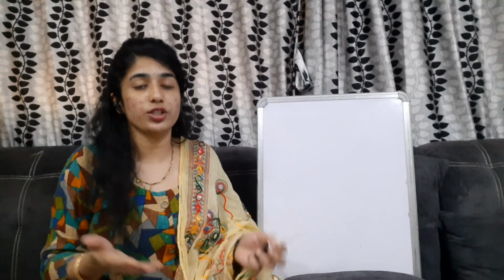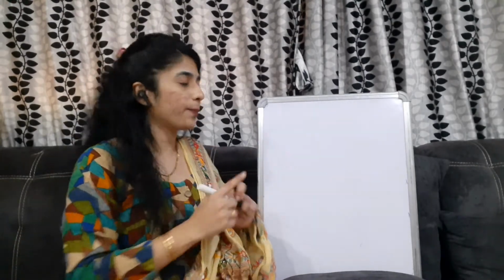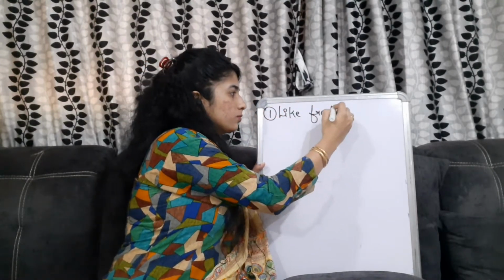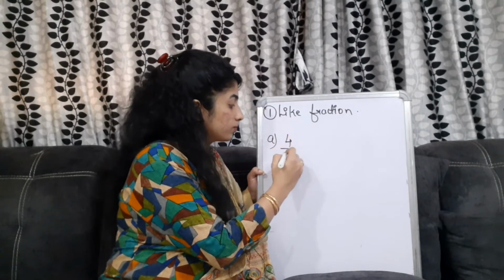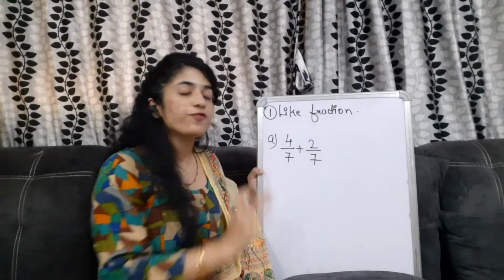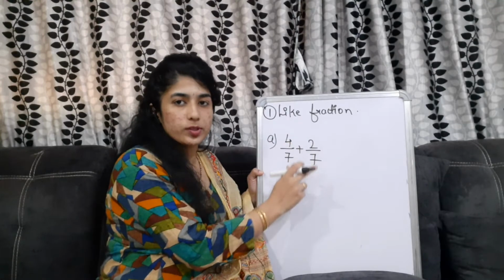Okay, so at first we will be learning about the like fraction, how to solve the question of addition and subtraction when it is a like fraction, that is when the denominators are same. First question I will take is, okay, this is the fraction I am supposed to add: 4 upon 7 plus 2 upon 7.